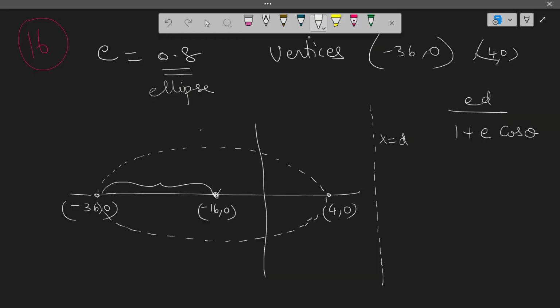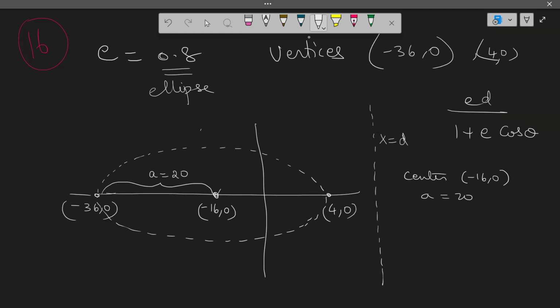The center is going to be negative 16, 0, and a is equal to 20. That is one thing I can find out. So center is negative 16, 0. Let's write that down. A is equal to 20. We're going to use all of these things. What else do we know about an ellipse? We don't need the minor axis.